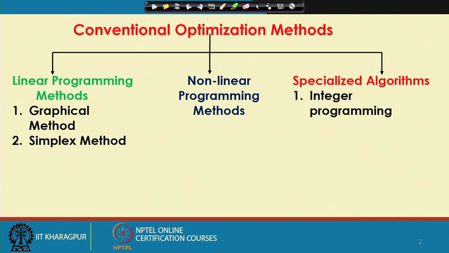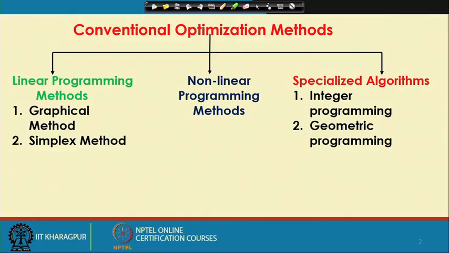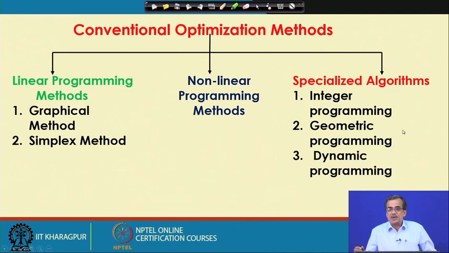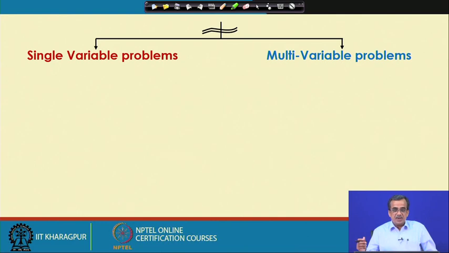Then come the specialized algorithms. These algorithms are required to solve some special problems, and they are known as integer programming, geometric programming, dynamic programming, and so on. Now, if I concentrate on the nonlinear programming methods, those are further classified into 2 subgroups.